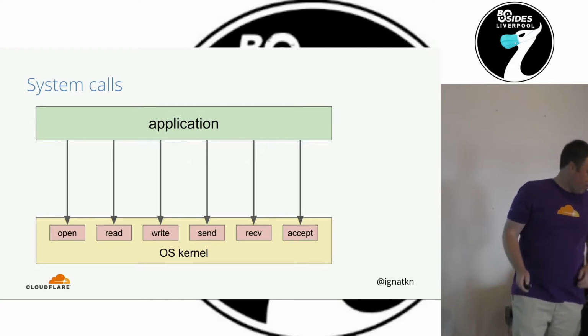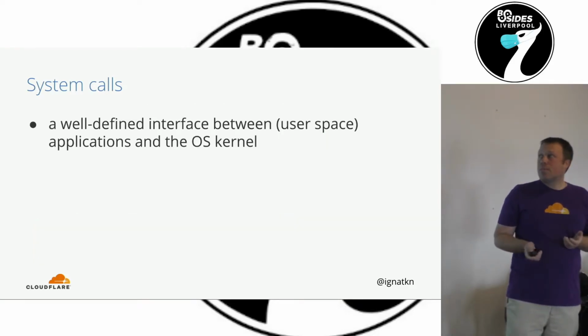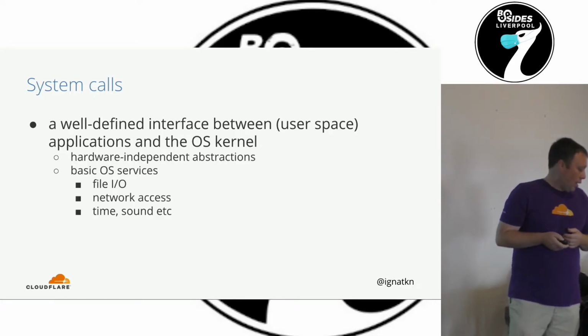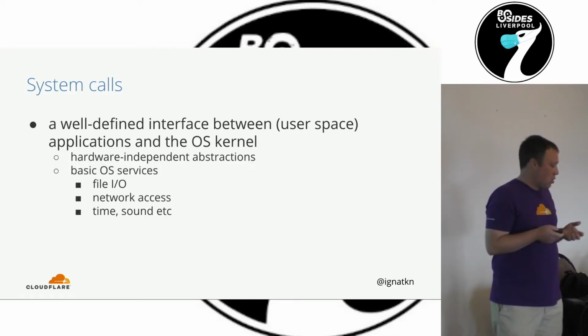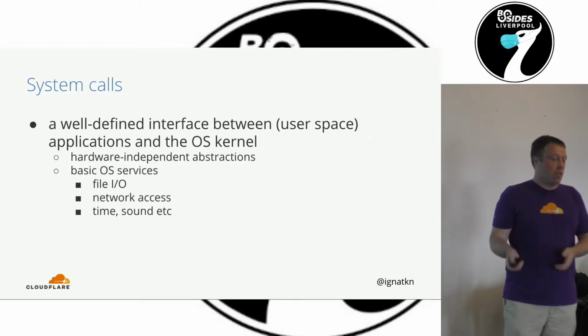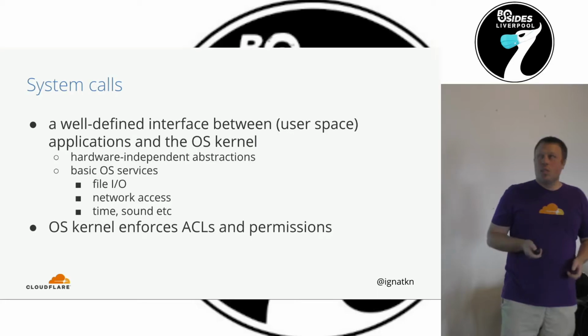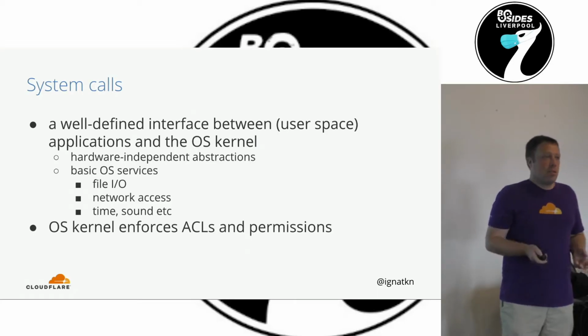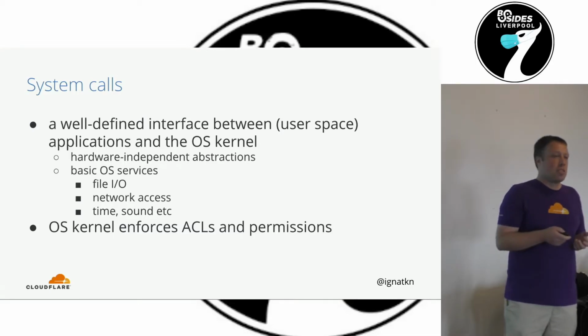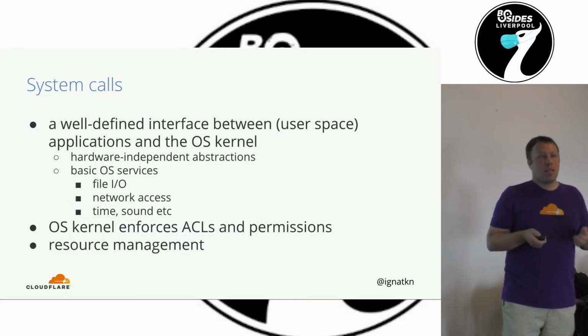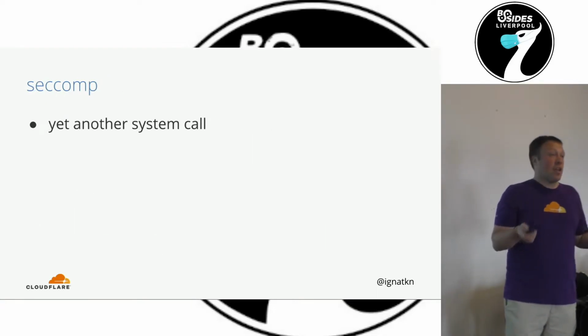It's clear, right? So a system call is a well-defined interface between the application and the kernel, and it provides some low-level abstractions and services to applications: file I/O, networking, time, etc. Also, the kernel enforces different access control policies to different resources from applications, as well as does some resource management using system calls.